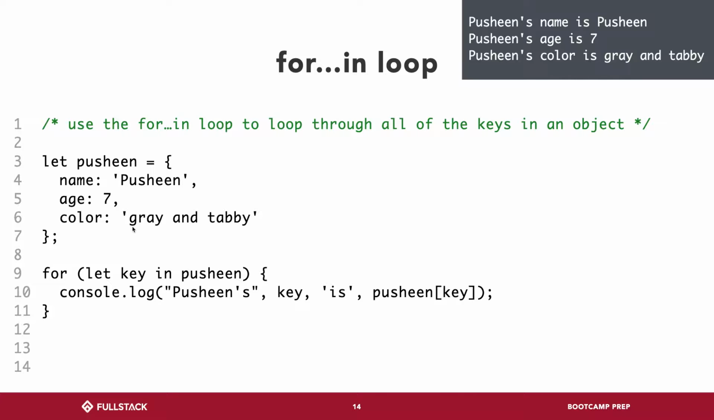So, as you can see, during every iteration, we will just console.log Pusheen's key is Pusheen at key. Pusheen's name is Pusheen, Pusheen's age is 7, Pusheen's color is gray and tabby. You get the key by literally saying key. That will be the key, and it will always be a string. To get the value, you just do Pusheen at key. This is very powerful. You will always have the key and always have the value in a for in loop. Always. Okay?